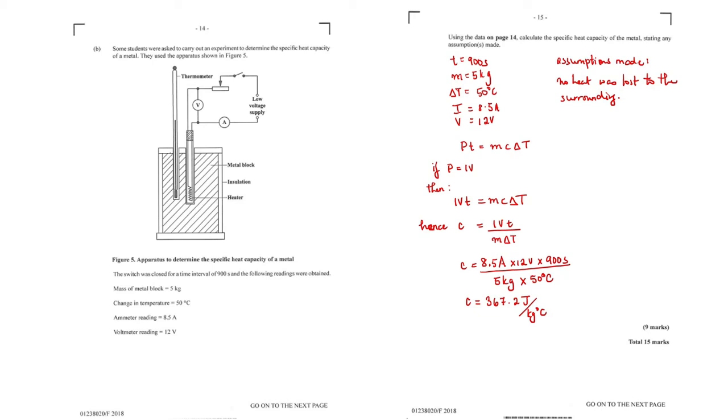So we could write an equation that relates all of these together. We have PT equals MCΔT. And remember that P is equal to I times V. So if we stick it in there, we now have a variable for I, one for V, and one for T. Then we have the MCΔT on the right hand side. But we need to make the subject of the formula C, because that's what we're looking for. So C will be equal to IVT over MΔT. You stick in your numbers right there, and you should get 367.2 joules per kilogram degree Celsius.